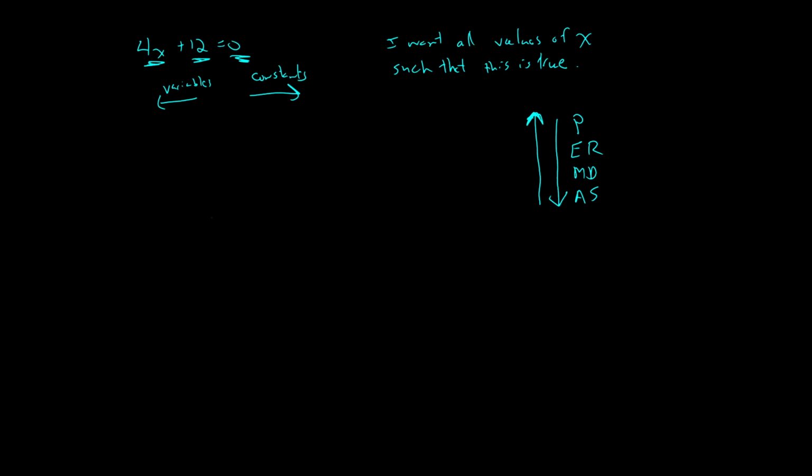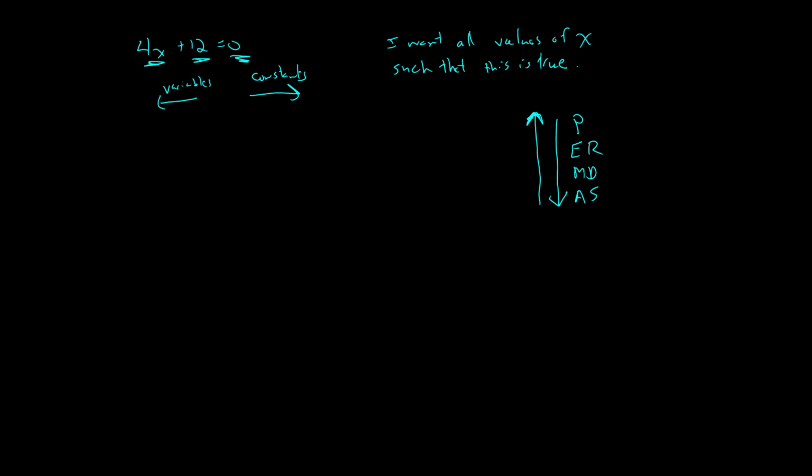Now I have a multiplication, and I need to reverse the multiplication. So I'm going to divide this side by 4. But whatever I do to one side, I have to do to the other. And so I have x is equal to negative 3. I can say my solution set is negative 3. That is all the values of x that keep this true.